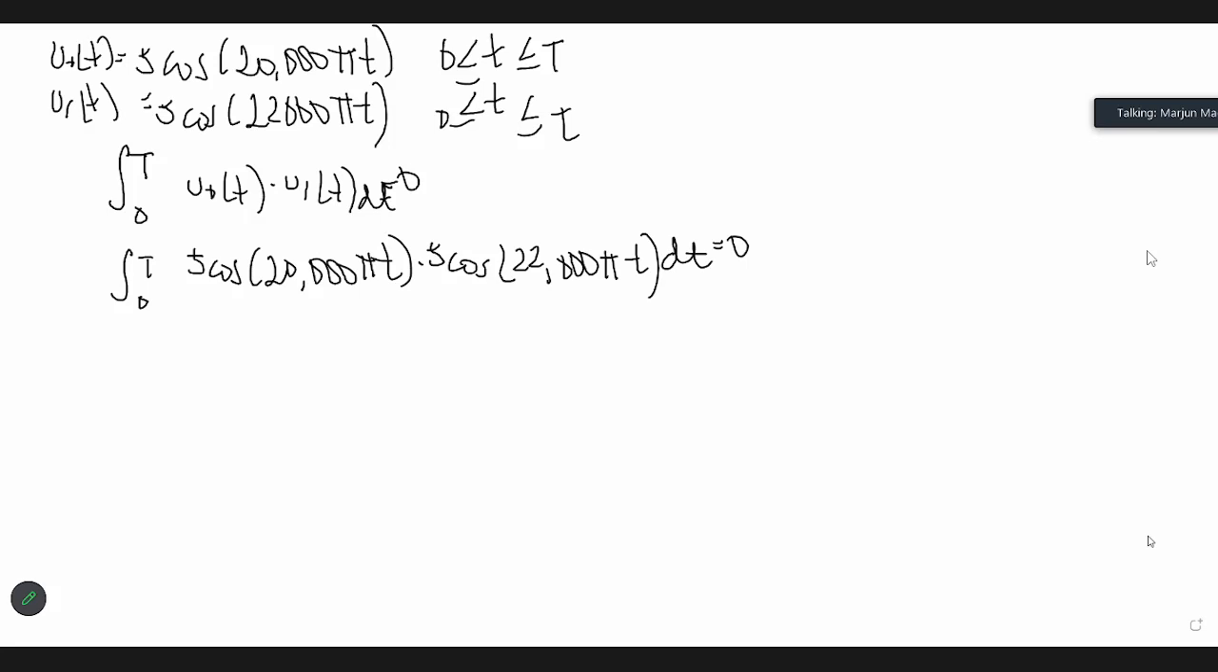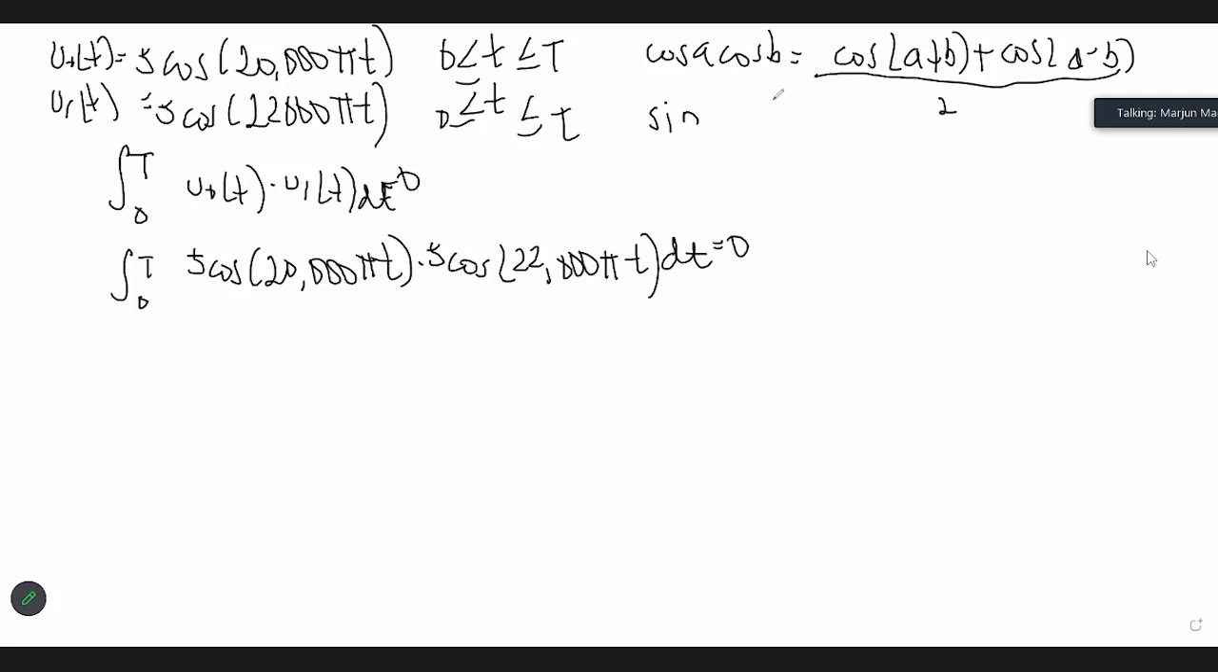Taas ko ilalagay. Cosine A times cosine B is equal to cosine A plus B plus cosine A minus B over 2. Okay, then sine A times sine B is equal to cosine A minus B minus cosine A plus B over 2.